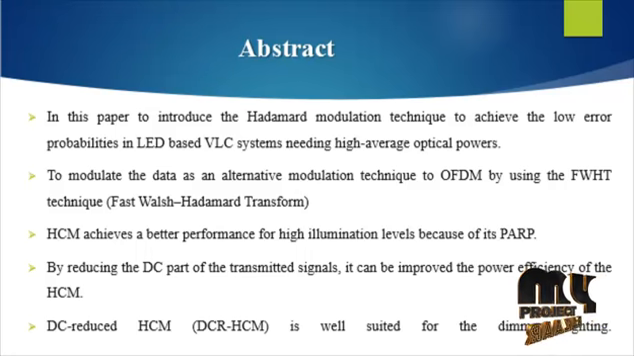The power efficiency of HCM can be improved by reducing the DC part of the transmitted signals. The resulting so-called DC reduced HCM, that is DCR-HCM, is well suited for environments requiring dimmer lighting.